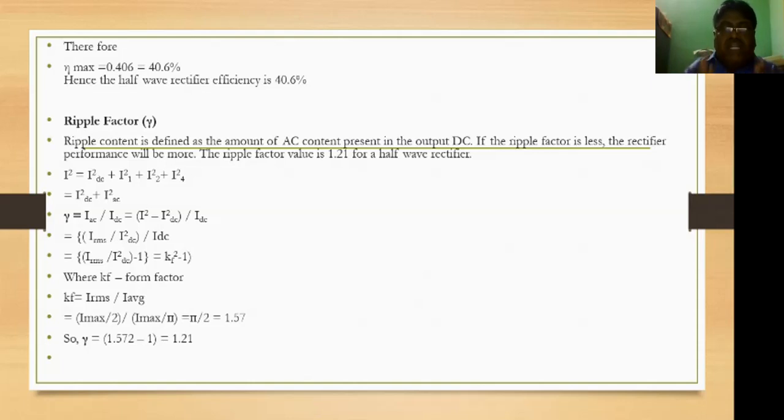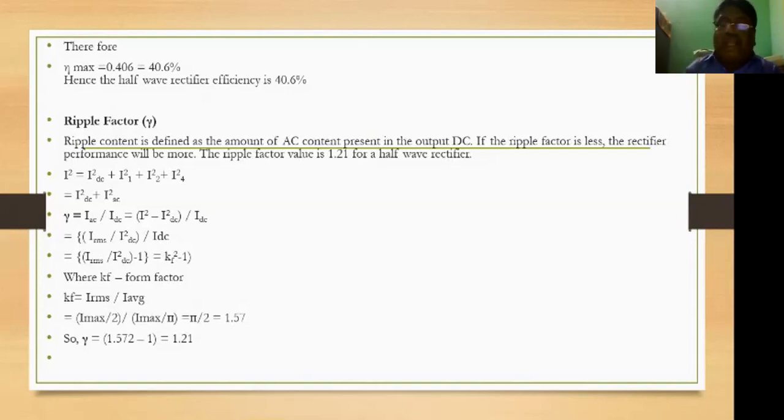Please remember, what is the efficiency of the half-wave rectifier? 40.6%. In general, in objective questions, and at GATE level also, how much is the efficiency of the half-wave rectifier? Simply, the efficiency of the half-wave rectifier is equal to 40.6. Please remember the final value. In competitive examinations also, this type of question is asked: what is the efficiency of the half-wave rectifier? 40.6%.